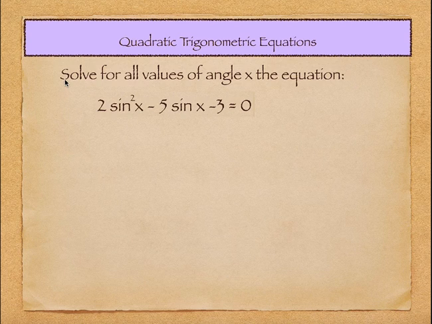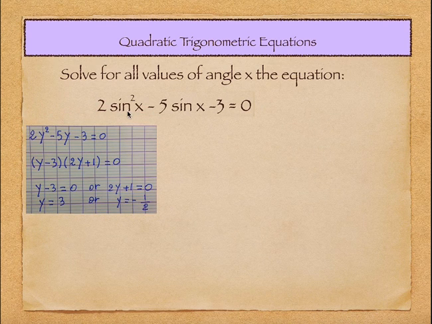So, this is our example. For all values of angle x, the equation 2 sine squared x minus 5 sine x minus 3 equals 0. As you can see, this is a trigonometric equation and it's a quadratic as we have a square on the sine.